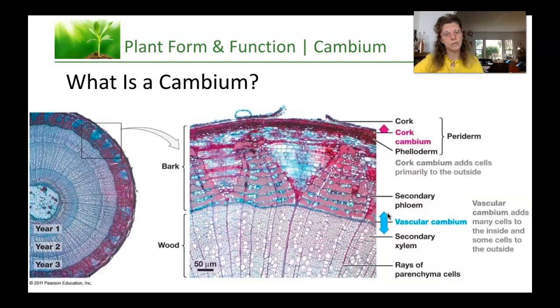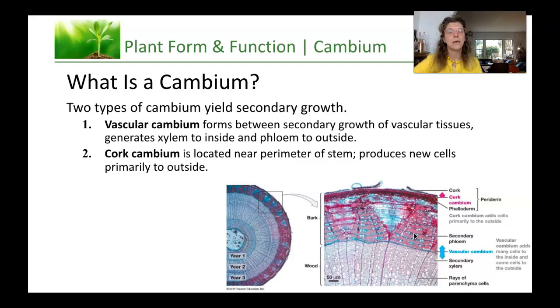I mentioned it when we looked at this picture here. We have cork cambium and then we have vascular cambium. Vascular cambium forms between the secondary growth of vascular tissues. Remember that secondary phloem and secondary xylem. And cork cambium is located near the perimeter of the stem and produces new cells to the outside.